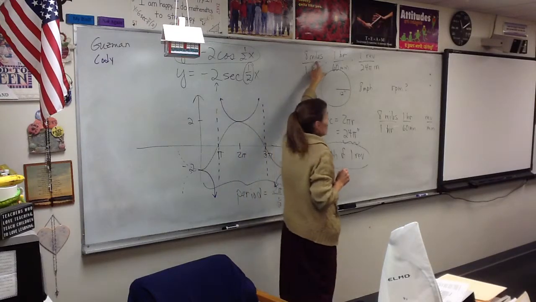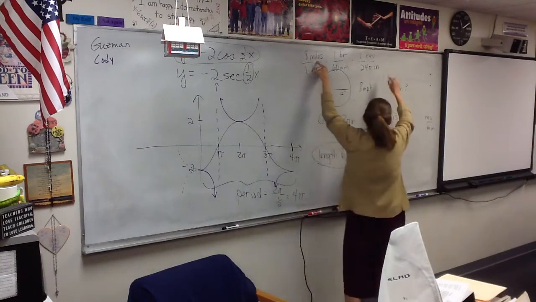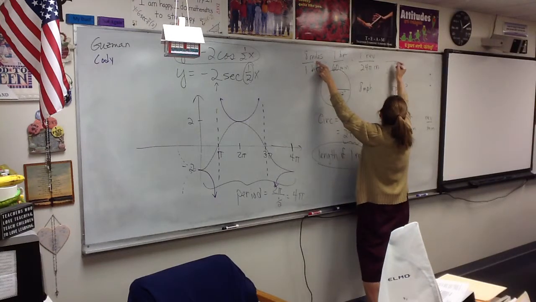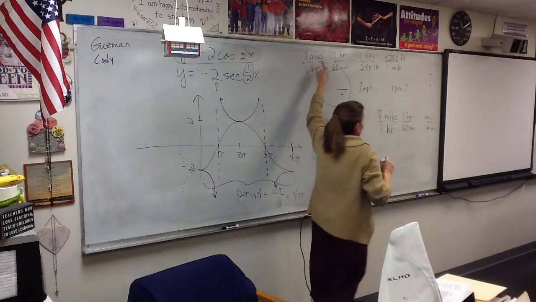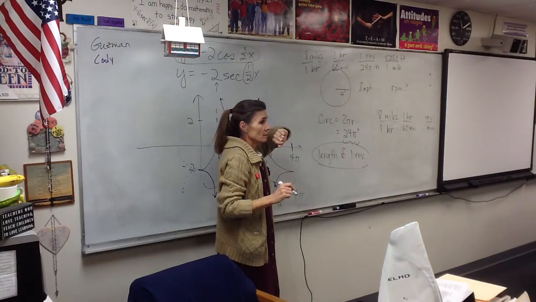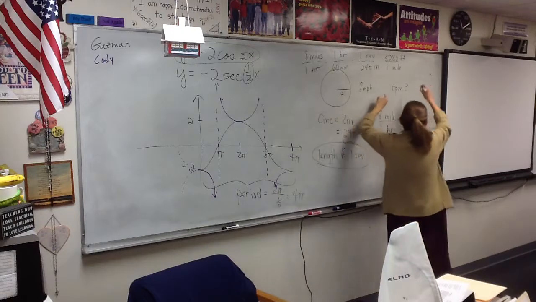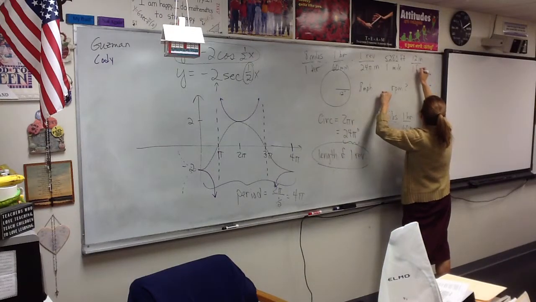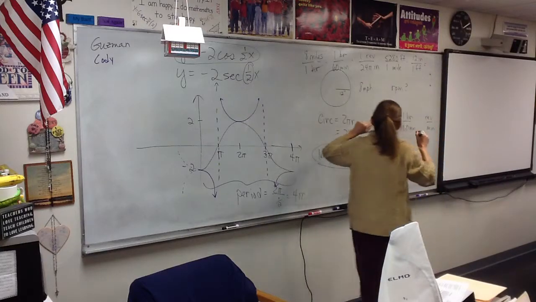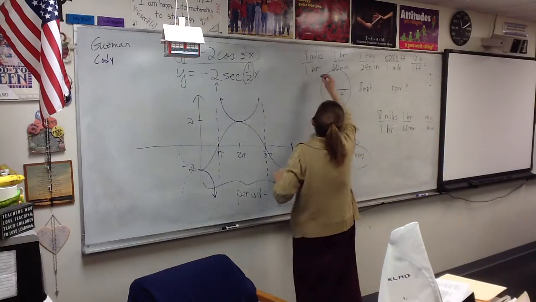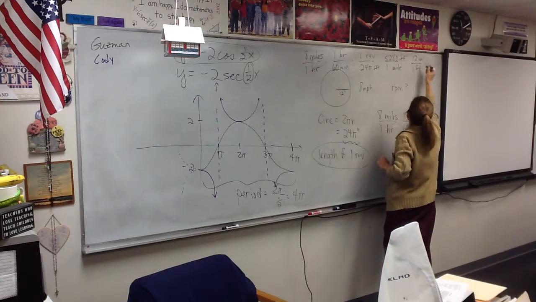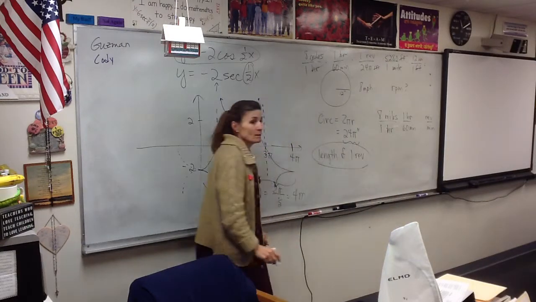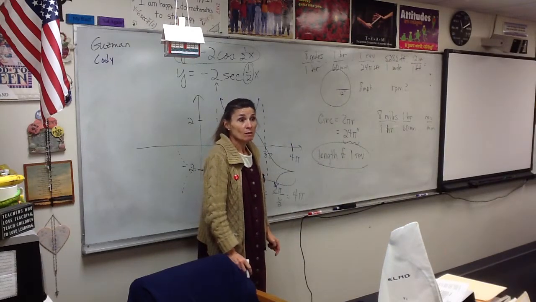Well, let's go miles to feet. How many feet in a mile? 5,280. 5,280 feet in a mile. Okay. How many inches in a foot? Well, 12 inches in 1 foot. All right, now let's look and see what we've got here. The miles canceled. The inches canceled. The feet canceled. What am I left with? Revolutions per minute, which is exactly what we wanted.